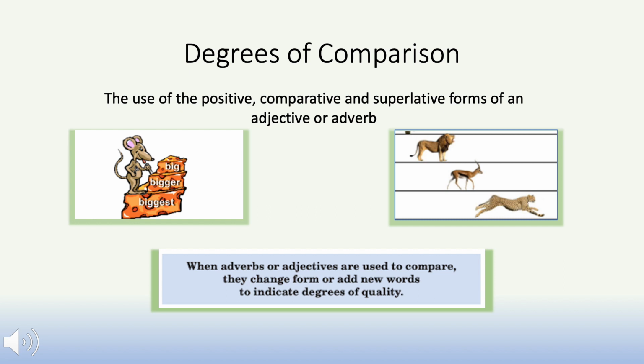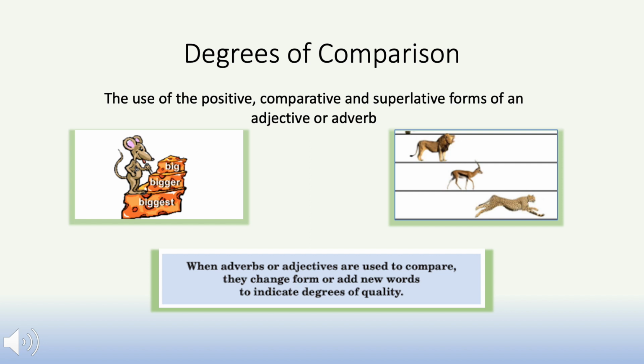So the phrase degrees of comparison refers to the use of the positive, comparative, and superlative forms of an adjective or an adverb. Adjectives and adverbs, as you know, are qualifying words. An adjective normally qualifies a noun. For example, a yellow flower, a big book, a tall building. The words yellow, big, and tall qualify the nouns that they are attached to.